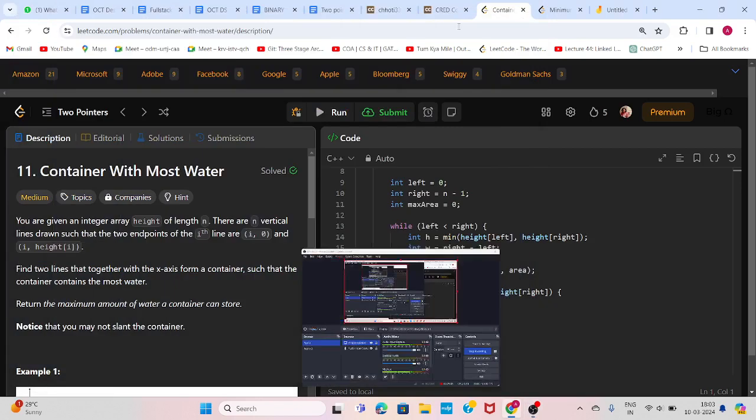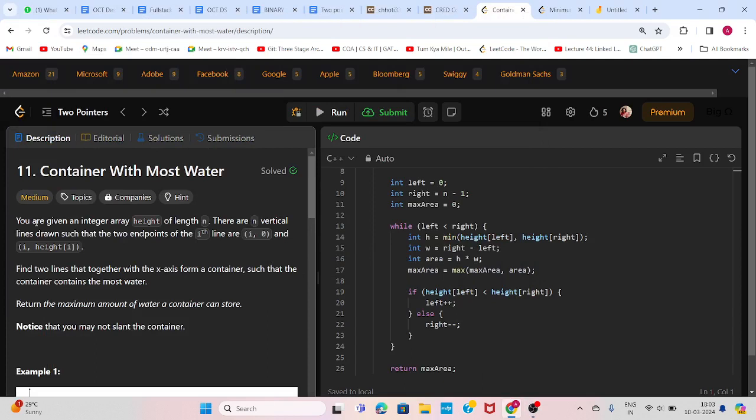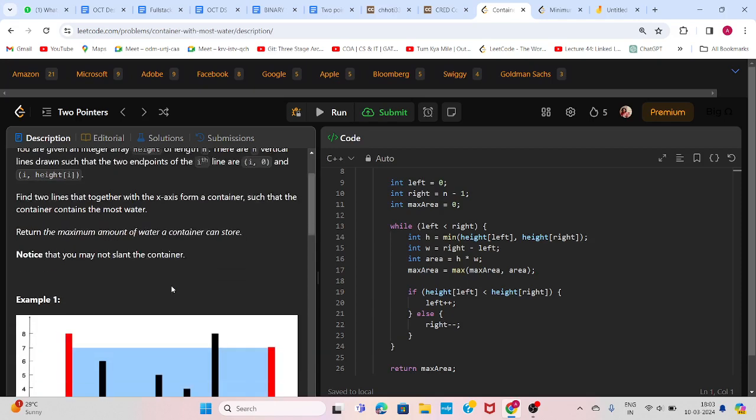Now the question is quite simple. We are given an integer array of heights of length n. There are n vertical lines such that the two endpoints of the i-th line are (i, 0) and (i, height[i]). Find two lines that, together with the x-axis, form a container such that the container contains the most water. We have to return the maximum amount of water the container can store.